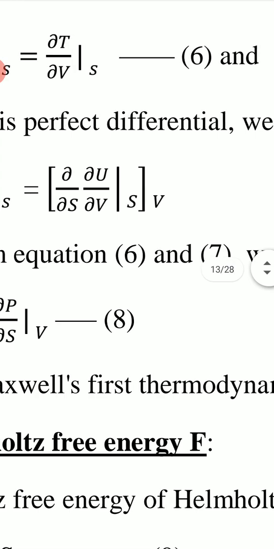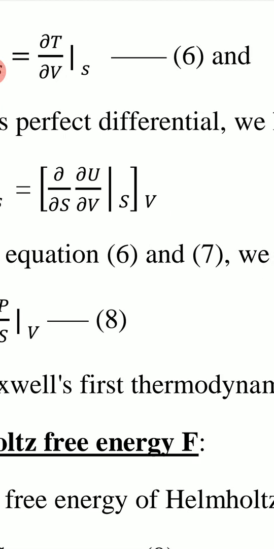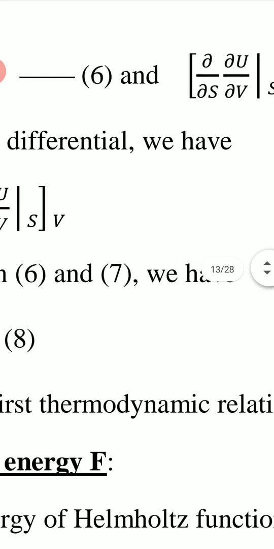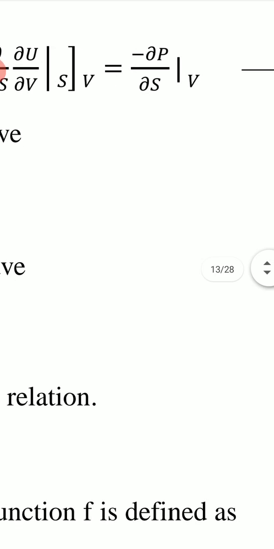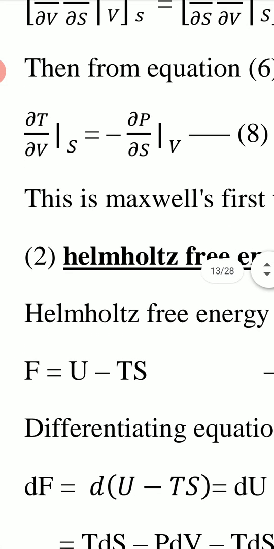So put the right hand side of these two equations 6 and 7 equal, and we get the relation (∂T/∂V) at constant S equal to minus (∂P/∂S) at constant V. This is the Maxwell's first thermodynamic relation: ∂T/∂V at constant S equal to minus ∂P/∂S at constant V.